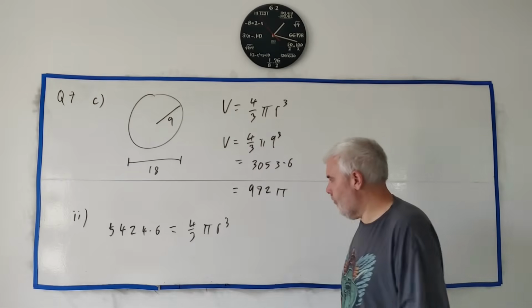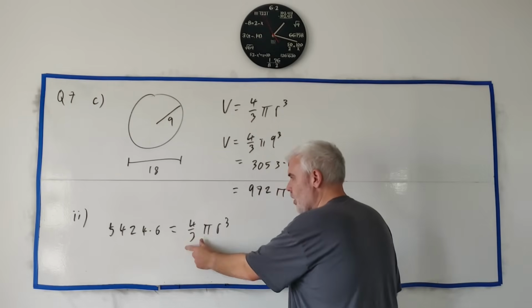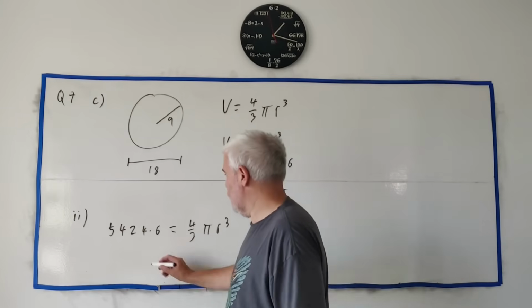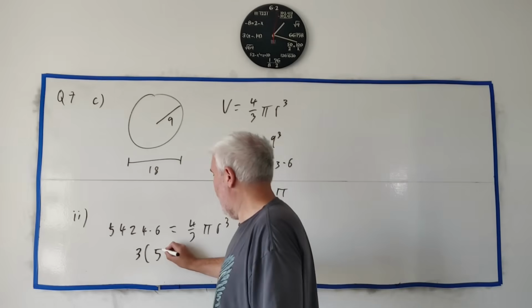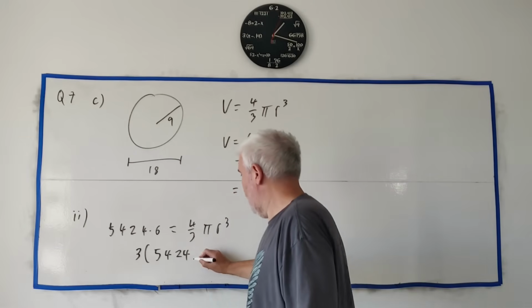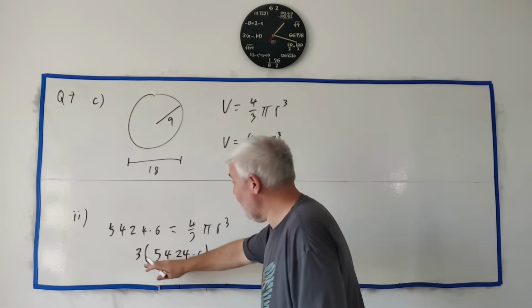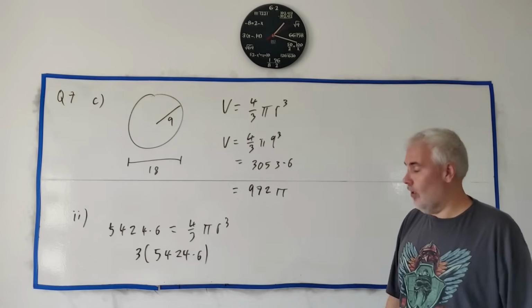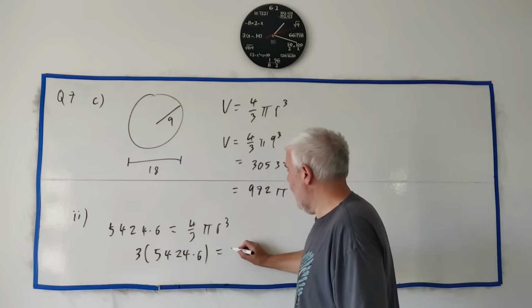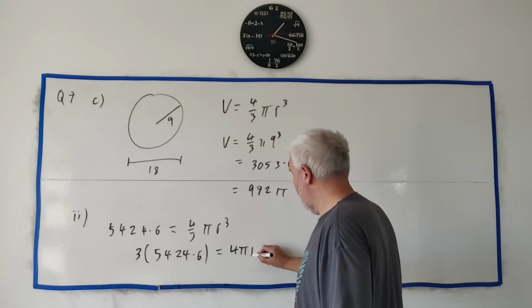So let's start doing that. First thing, I like to get rid of this bottom row, 3. Let's multiply the other side by 3. 3 times this. Have I done all this out? I haven't. Good. 3 times 5424.6. You don't have to do this now. You can leave it written like this and sort it out later. Or you can put it in the calculator now. Is equal to 4 pi r cubed.